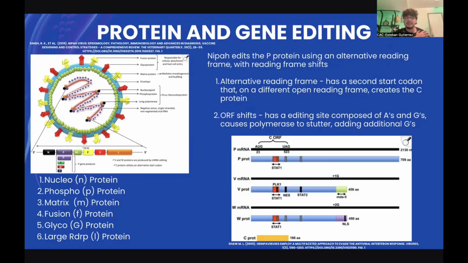Some of these accessory proteins are created from the polymerase stuttering at the gene editing site, adding extra Gs, creating a frameshift dictating the production of V, W, and P proteins. Finally, C proteins have an alternative start codon leading to a reading frameshift.